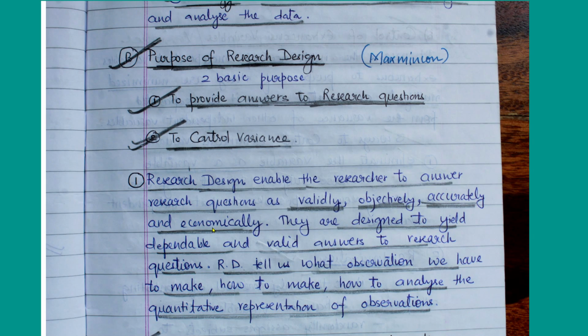If you remember, there are four characteristics of research I have told you. These are the same. They are designed to yield dependable and valid answers to research questions. Research design tells us what observations we have to make and how to analyze the quantitative representation of observations. So when you collect the data, then you have quantitative data, and in social sciences, we have qualitative data also. So how to analyze it? All these steps are included in our research design.